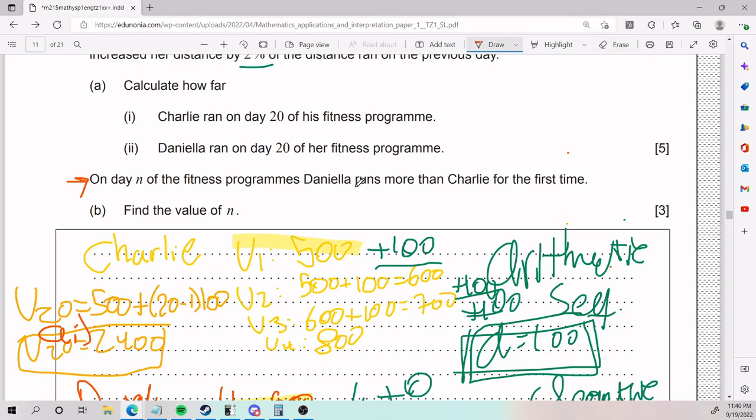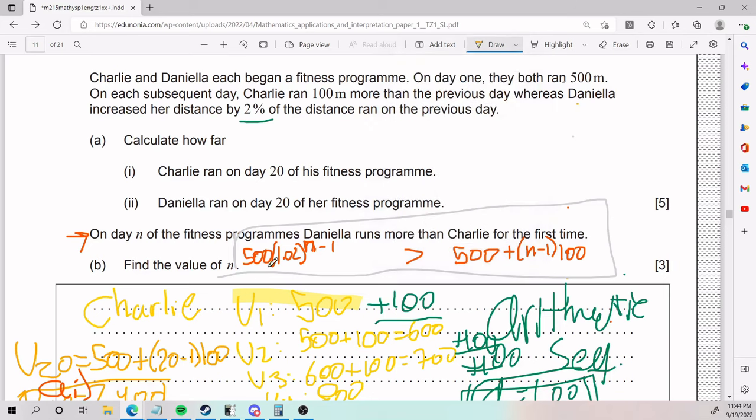So for Daniela running, cierto, it is 500 times 1.02 to the power of n minus 1, cierto? And this has to be more than, because it's what they gave us here, cierto? Runs more than Charlie, cierto? And what was Charlie? Charlie was 500 plus n minus 1 times 100, see? And so now I actually just need to figure out n, and I'm good to go, see?